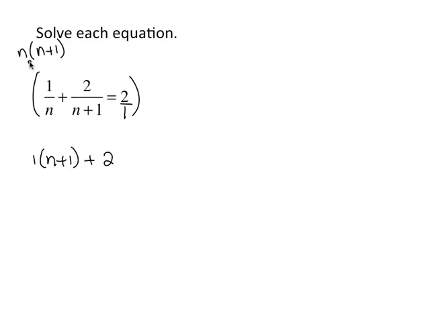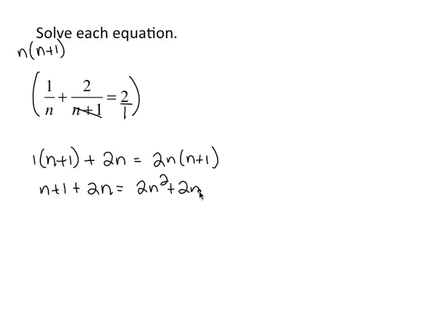And if I multiply the LCD times the second fraction, the n plus 1 is going to cancel with this n plus 1, so I just have this n. So that gives me 2n. And that's equal to 2, which is the existing numerator, times the LCD, because I don't cancel anything because my denominator here is equal to 1. So 2 times n plus 1. So here I get n plus 1 plus 2n is equal to 2n squared plus 2n.